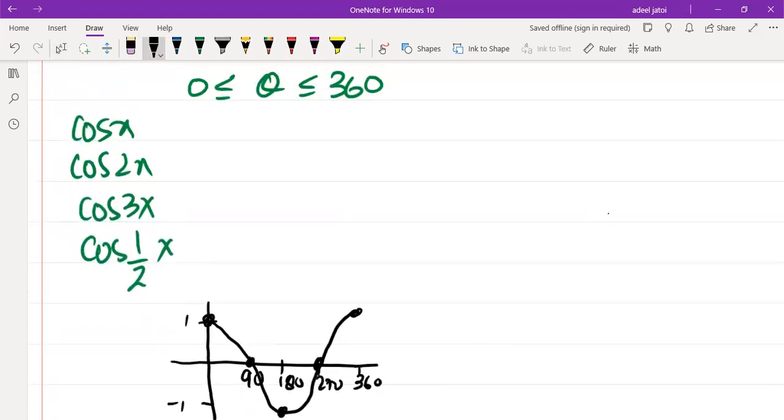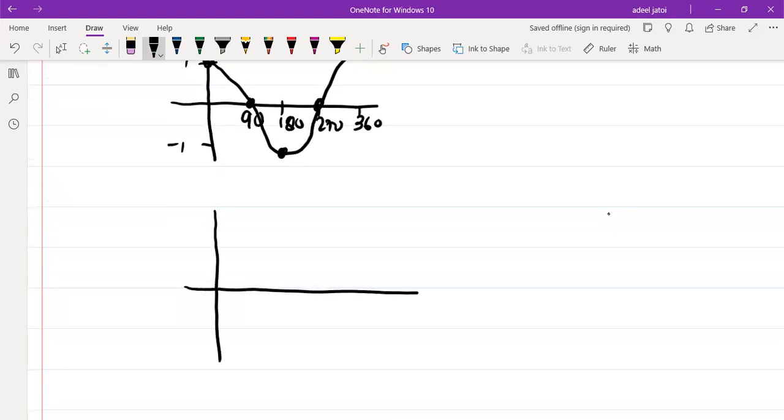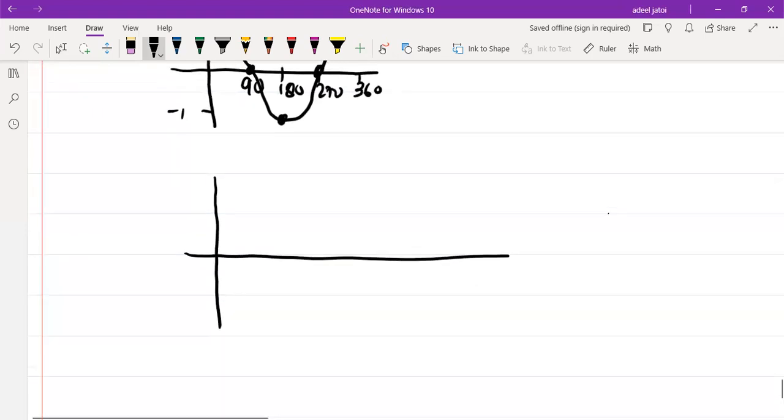Similarly, for cos 2x, the range is 360. That means within the range of 360, you're going to have two graphs. But obviously, each value will be divided by 2. 90 divided by 2 will be 45. 180 divided by 2 will be 90. 270 divided by 2 will be 135. And 360 divided by 2 will be 180. That means my first graph should end at 180.